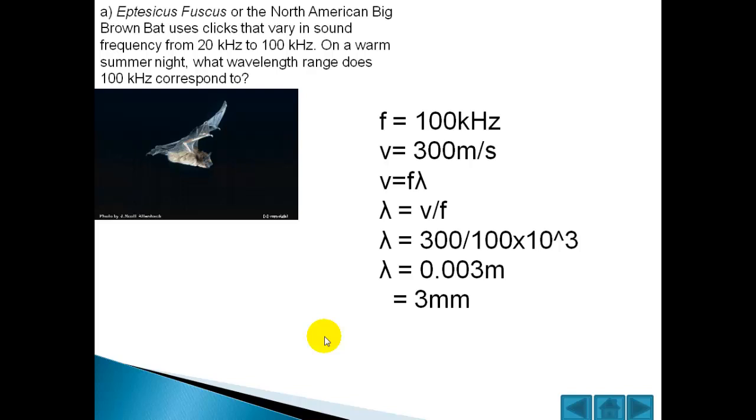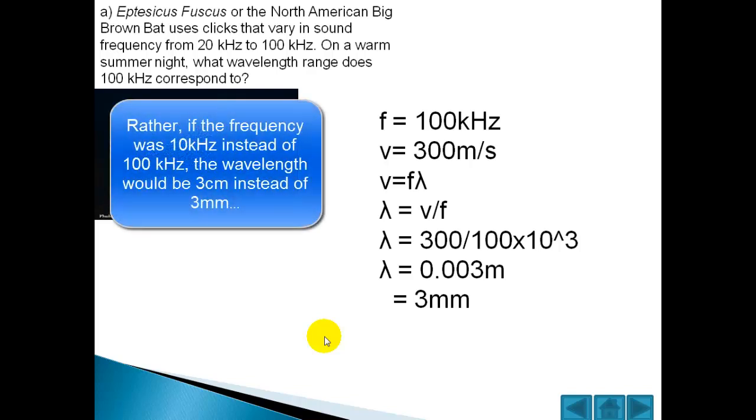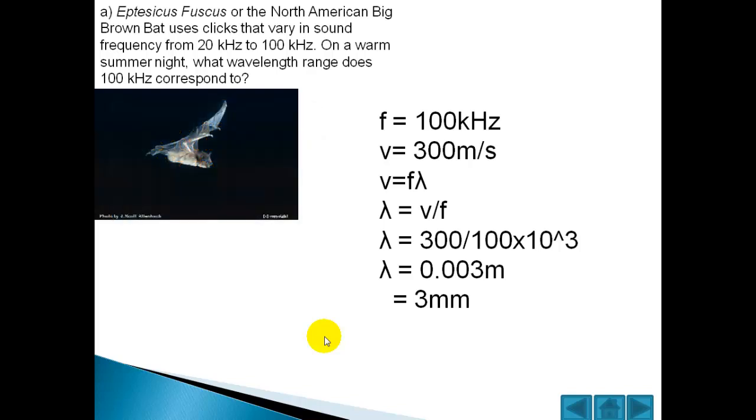Now, if they used a frequency which was 10 times less, giving 3 centimeters, they wouldn't be able to see clearly where that object was, and they wouldn't be able to define it because they would have a long wavelength and the diffraction effects would be too much. With a very short wavelength, because of a very high frequency, the diffraction effect is minimal and you will get some reflection, and it will be able to determine precisely where the moth is, for example.